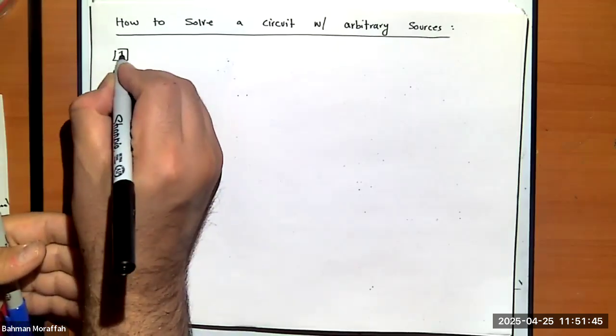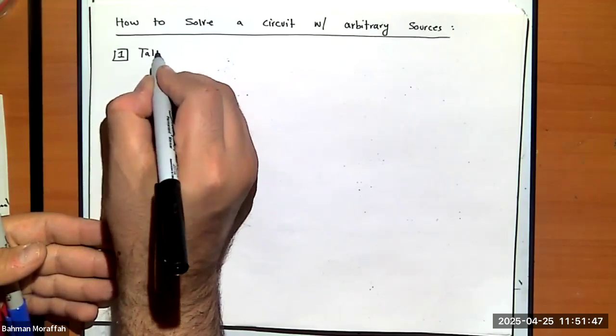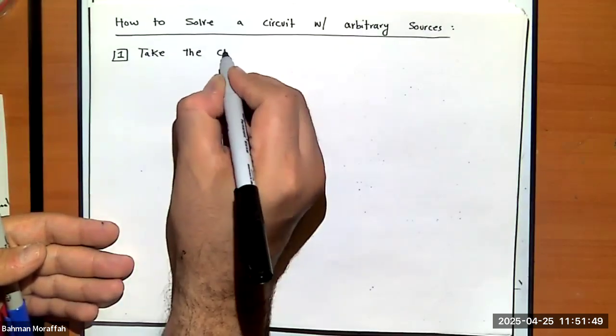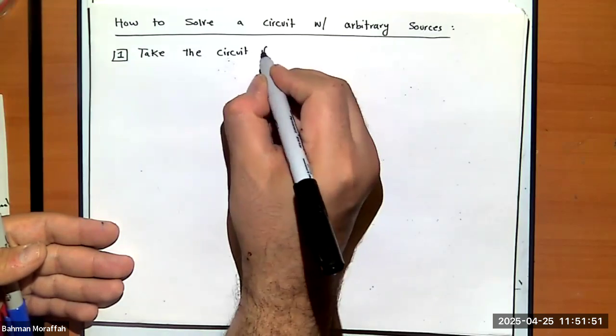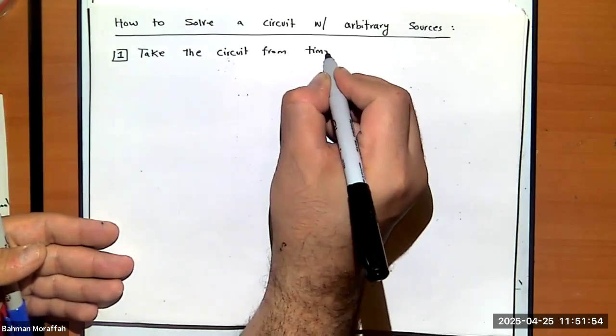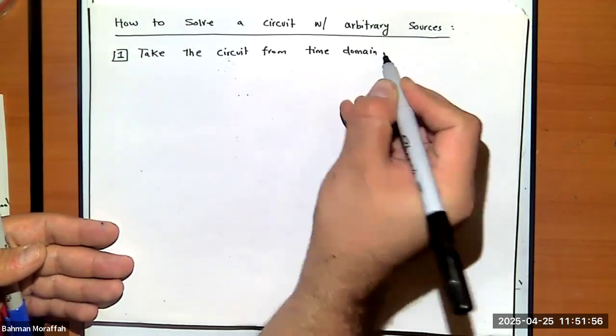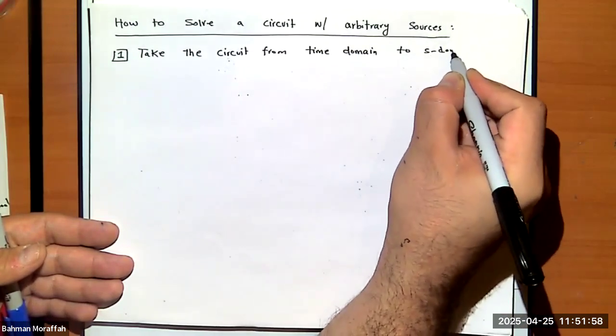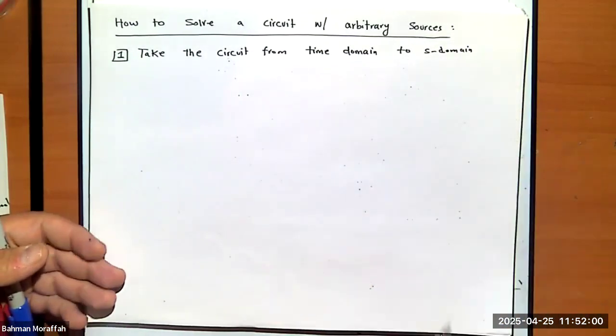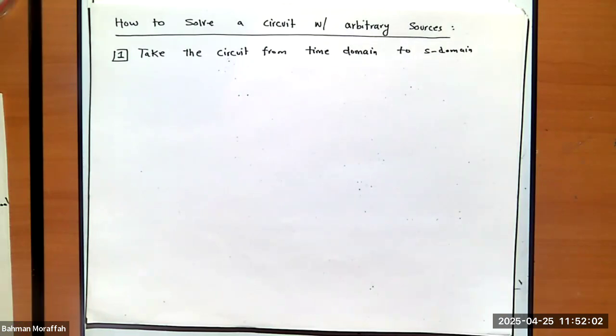Well, the first step is to take the circuit from time domain to S domain. How do we do this? We're going to have to take all the elements that we have. If we have sources, we're going to replace them by the Laplace transform of the source. If we have elements, we're going to use the table that we have. Replace the elements using that table.